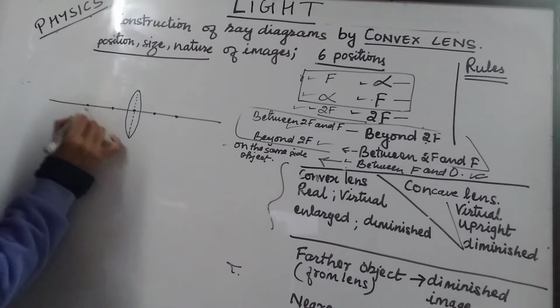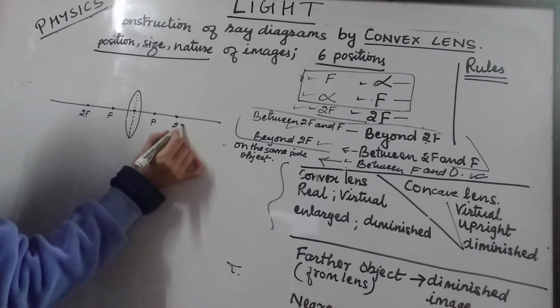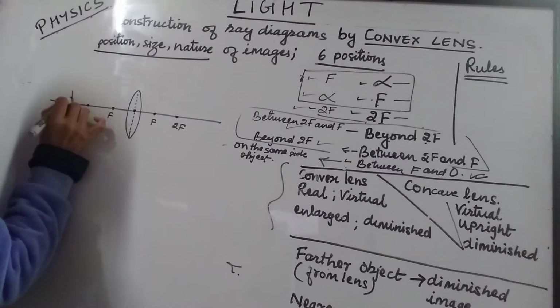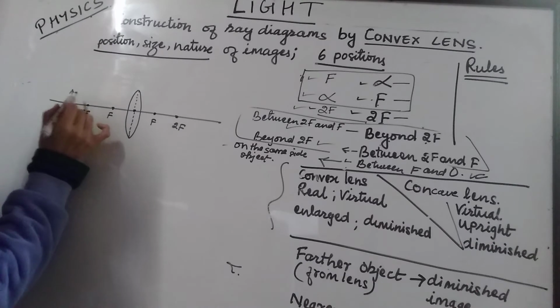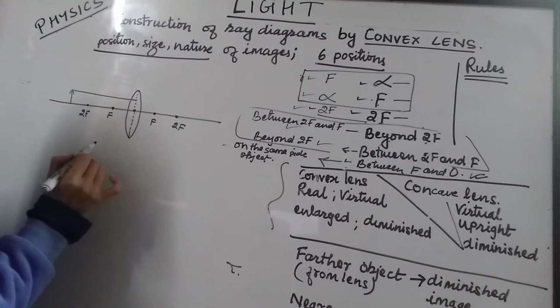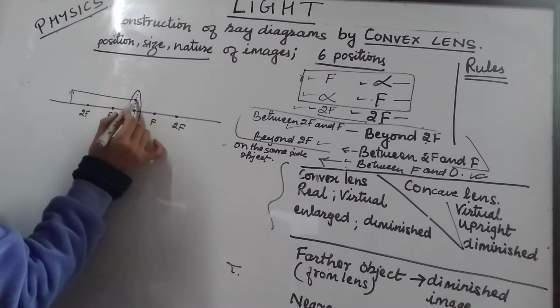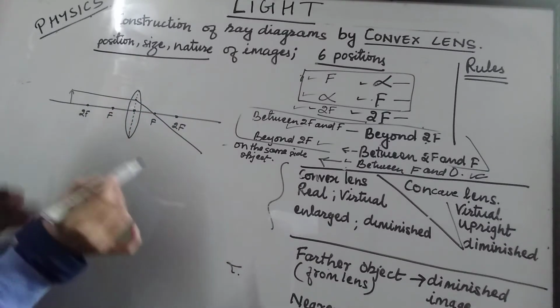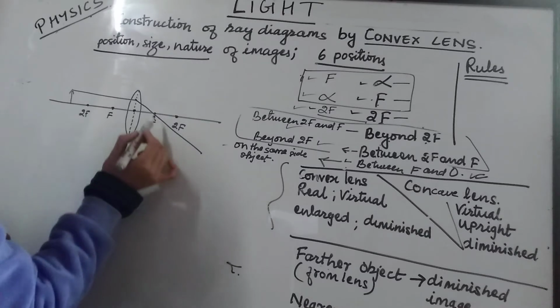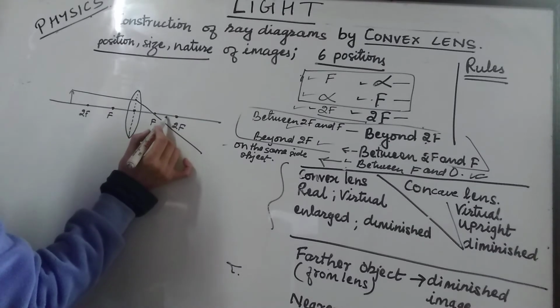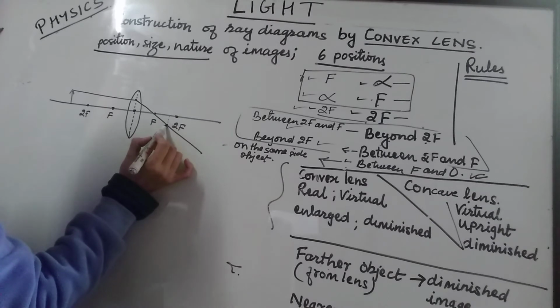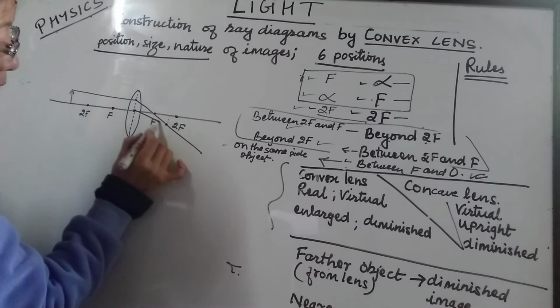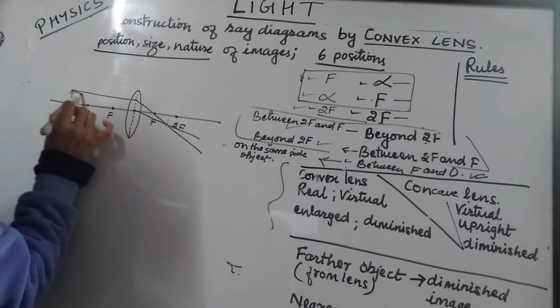The object is beyond 2F. This is F, 2F. Object is beyond 2F. Okay, let it be here, right? Consider 2 lines. One ray is, the image will be formed between F and 2F. You have to make it by heart. F and 2F, somewhere here, right? You have to make it cross at this position, right? So then you join the line.